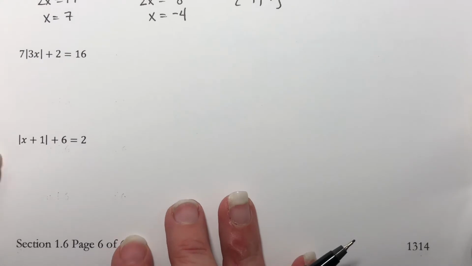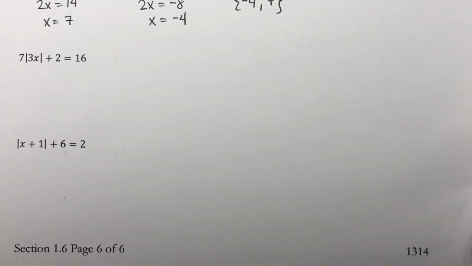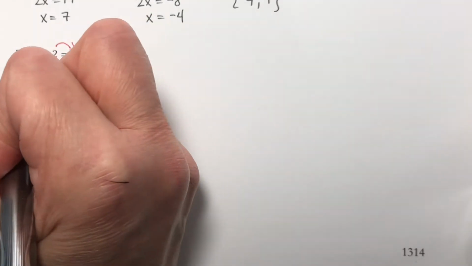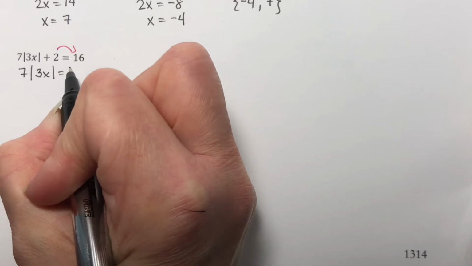Okay, so 7 times the absolute value of 3x plus 2 is equal to 16. I need to get the absolute value by itself first before I split it up into two equations. If you try splitting it up right now before you get the absolute value by itself, you will get one correct answer and one incorrect answer. You need them both right, so let's just get the absolute value by itself. So first, subtract 2 from each side. 7 times the absolute value of 3x is equal to 14.